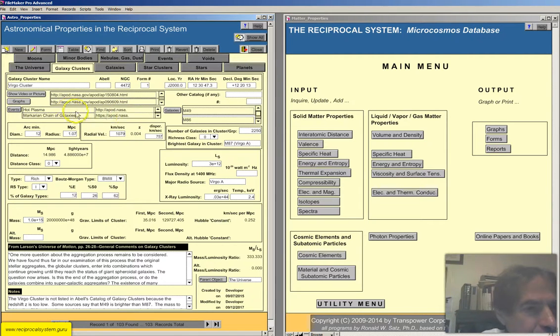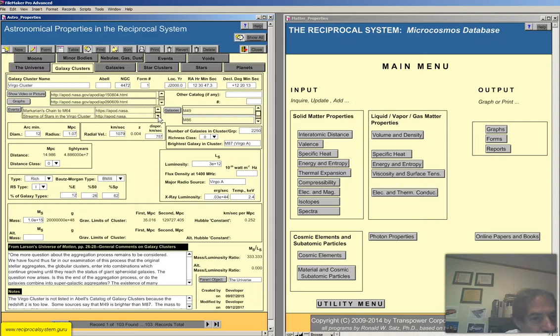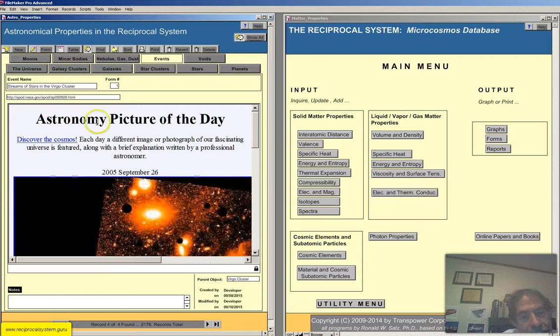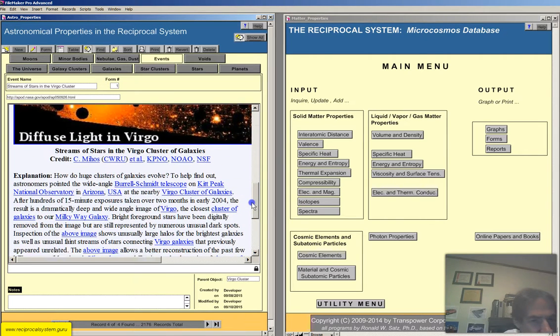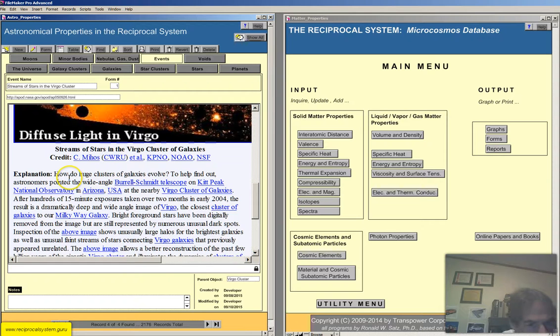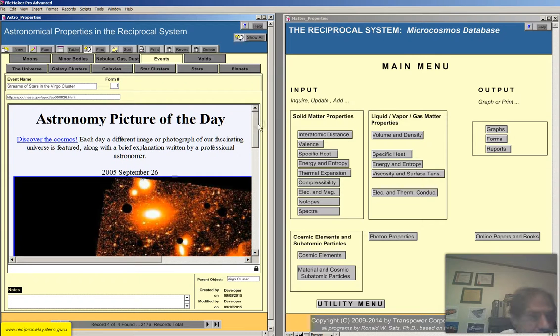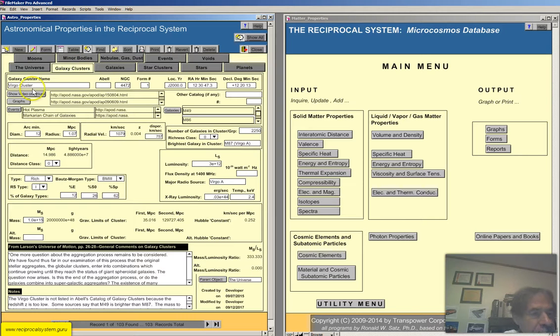For example, here's hot plasma, here's a Markarian chain of galaxies, streams of stars in the Virgo cluster. If you hit, let's do this last one here. So click there, then click here, and you can see this is from the astronomy picture of the day, which comes from NASA. These are in the public domain. So this is answering the question, how do the huge clusters of galaxies evolve, etc. So you can put whatever you want here. And then to go back, you just click on the tab, and you're back to where you were, Virgo cluster.